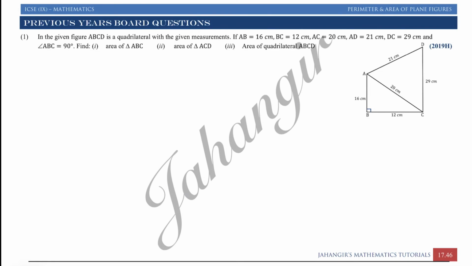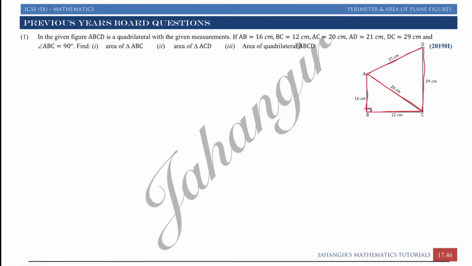Board question. In the given figure, ABCD is a quadrilateral in which the given measurements are there. AB is 16 as it is given on the diagram. This part is AB. Let me draw it with red. AB is 16. BC is 12. Obviously, if AC is not given, you can find it out by Pythagoras theorem. That's not a big deal. Then AD is 21 and DC is 29. You have to find, and one of the angle is 90 given.